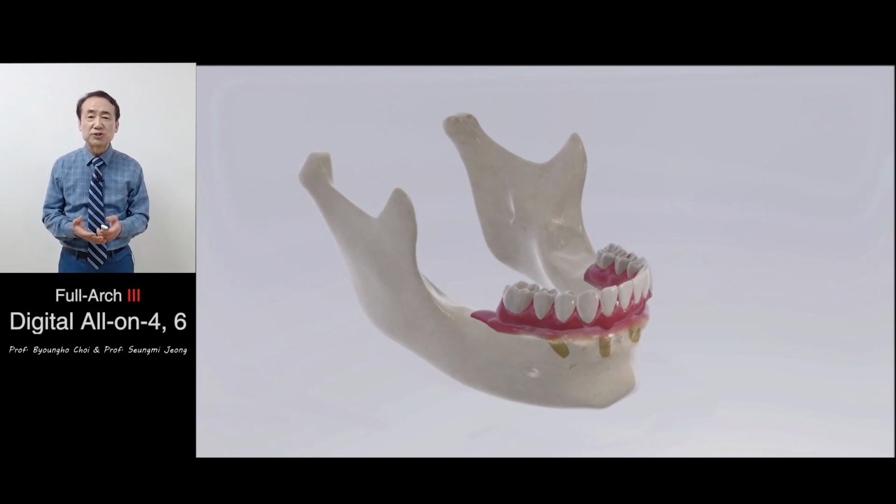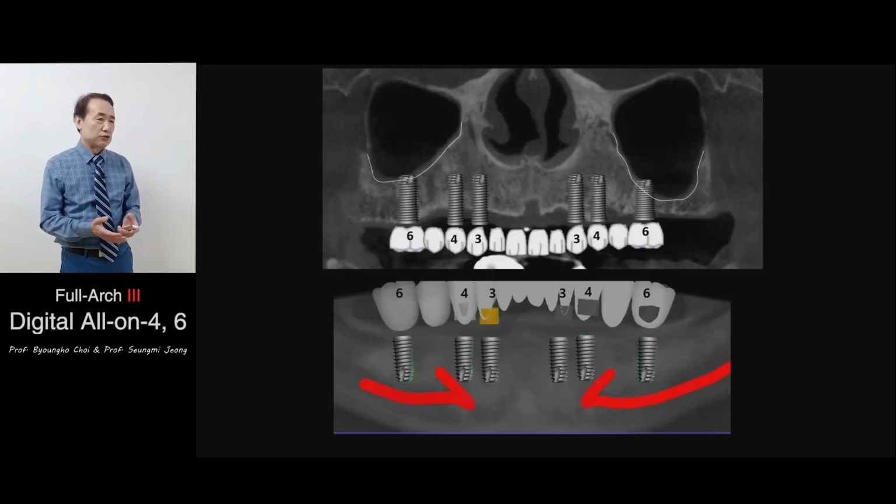This video shows the concept of All-on-4 implant treatment. Using 4 implants, you can fabricate a full arch fixed prosthesis. This slide shows All-on-6 implant treatment. Using 6 implants, you can fabricate a one-piece full arch fixed prosthesis. I like the All-on-6 implant treatment rather than All-on-4 implant treatment.